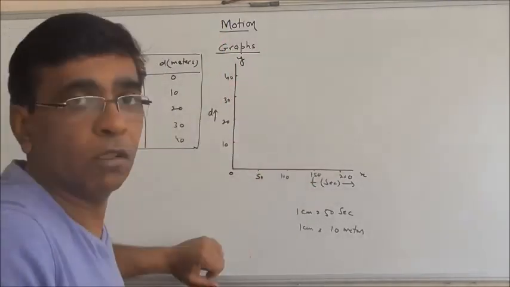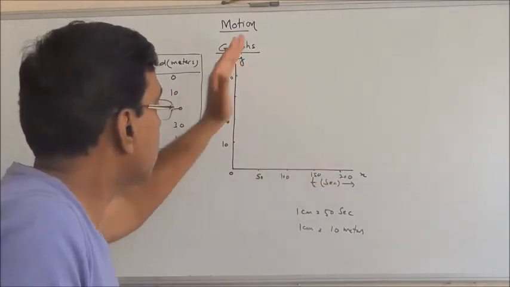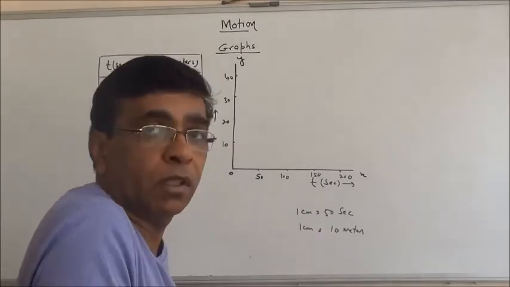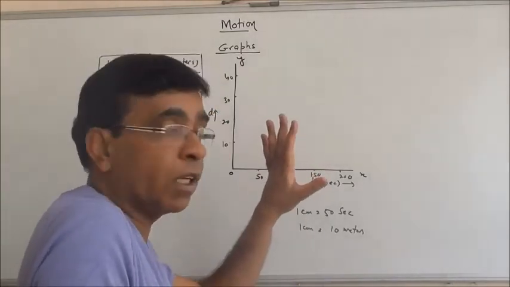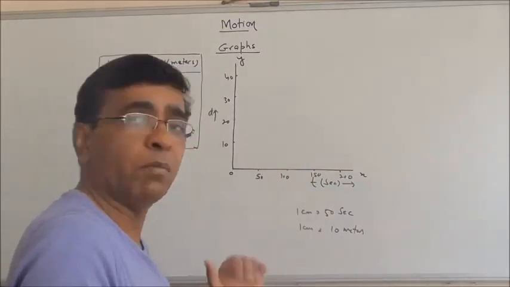First step, selection of axis: x-axis, y-axis, time on the x-axis, distance on the y-axis. Second is selection of scales. This I am giving you as an example for a particular graph. For all graphs you will have to choose a particular scale.